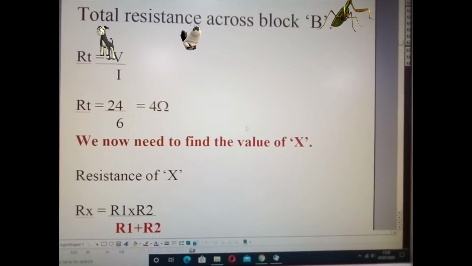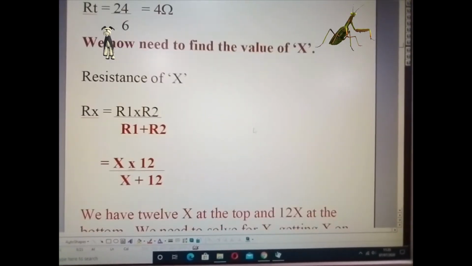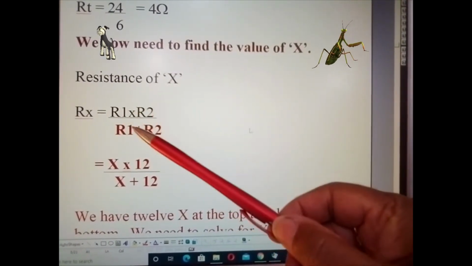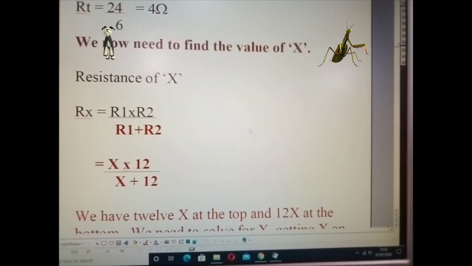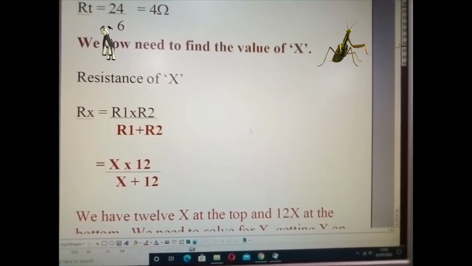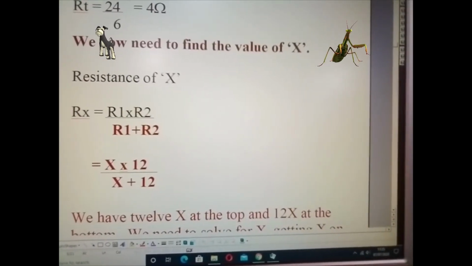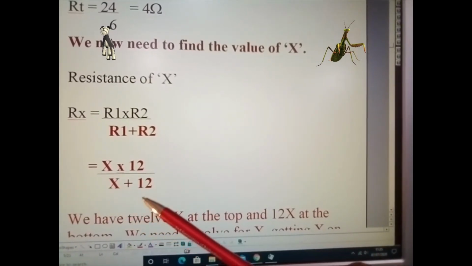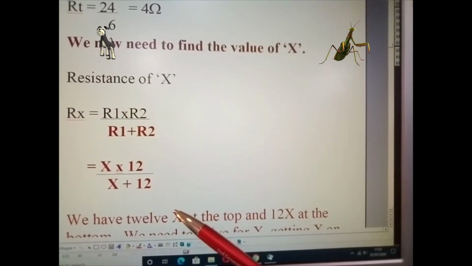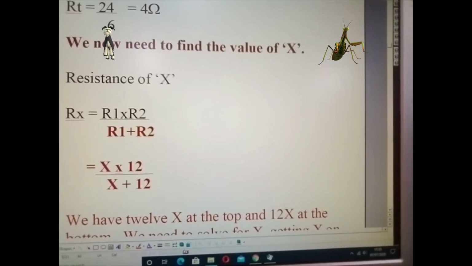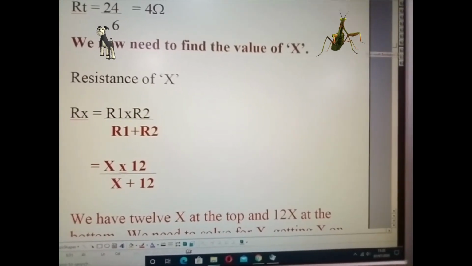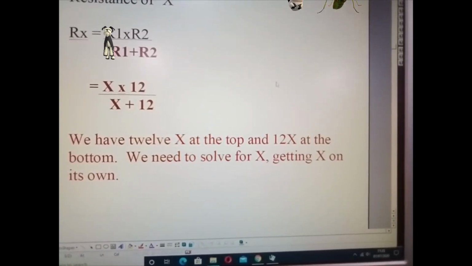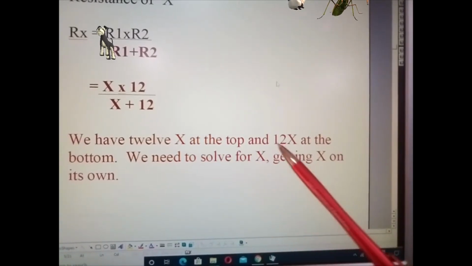So the resistance of X, Rx, equals R1 times R2 over R1 plus R2. I'm using product over sum, okay? So X times 12 over X plus 12. Now here's where it gets a little bit tricky, because we have 12x at the top and 12x at the bottom.